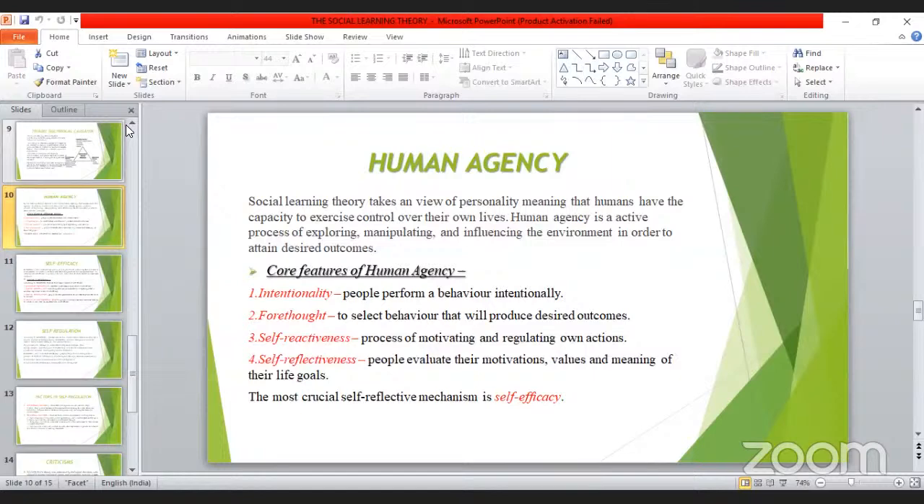So this is a very important thing, to manipulate and influence our particular behavior, and to explore the environment to get the desired outcomes. You understand the human agency? Okay.